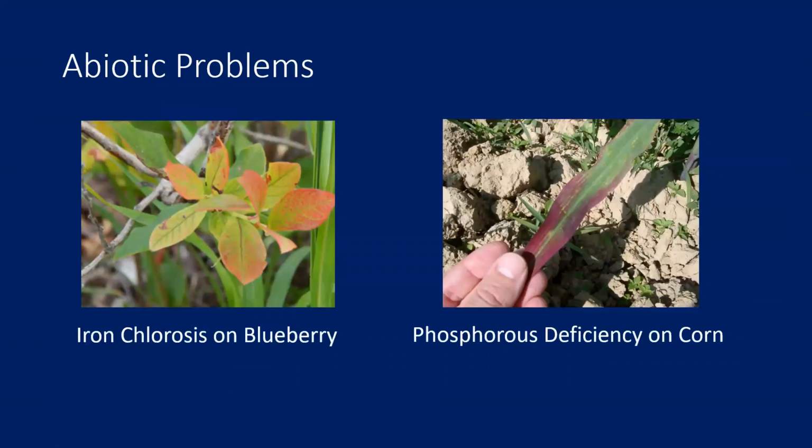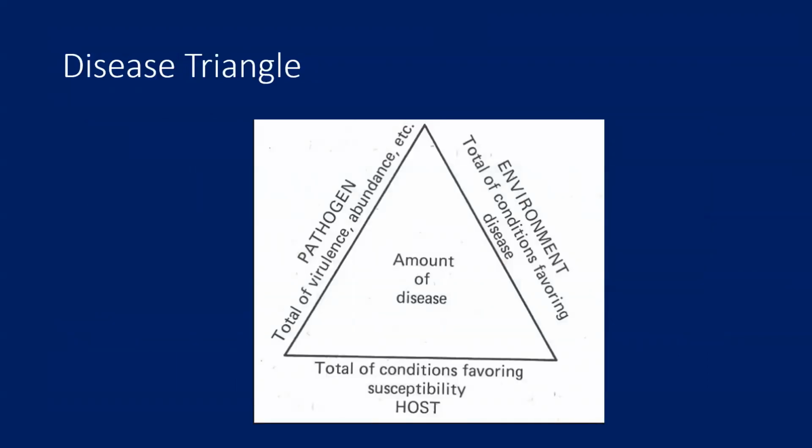A couple more things would be iron chlorosis on blueberry. When we talked about fruit, I mentioned that blueberry requires a lower pH than most of the other plants that we grow. If the pH is too high, the plant can't take up nutrients that are in the soil. So odds are this plant is growing in a soil that has a high pH and it can't take up iron. The picture on the right is a phosphorus deficiency on corn. And it's interesting, oftentimes a phosphorus deficiency creates a purple color. So this is just something to think about.